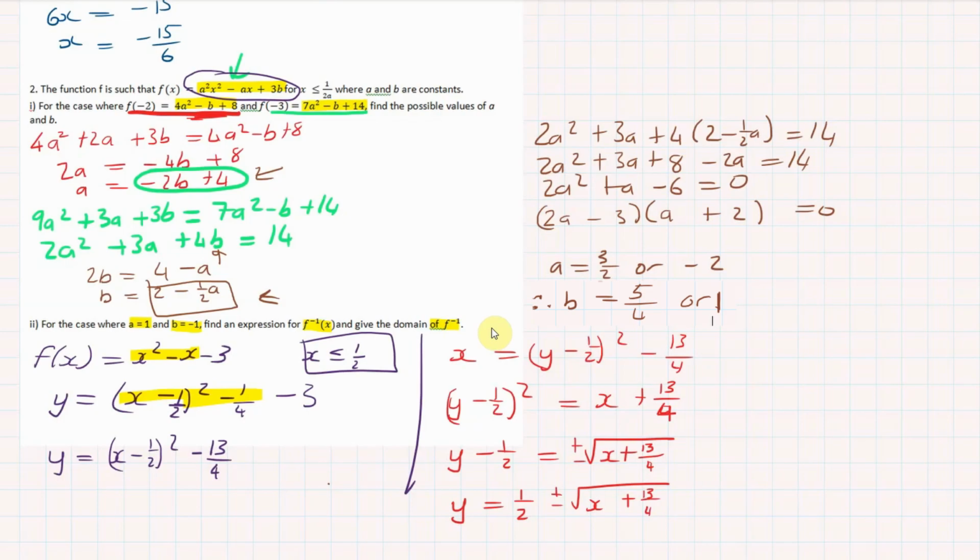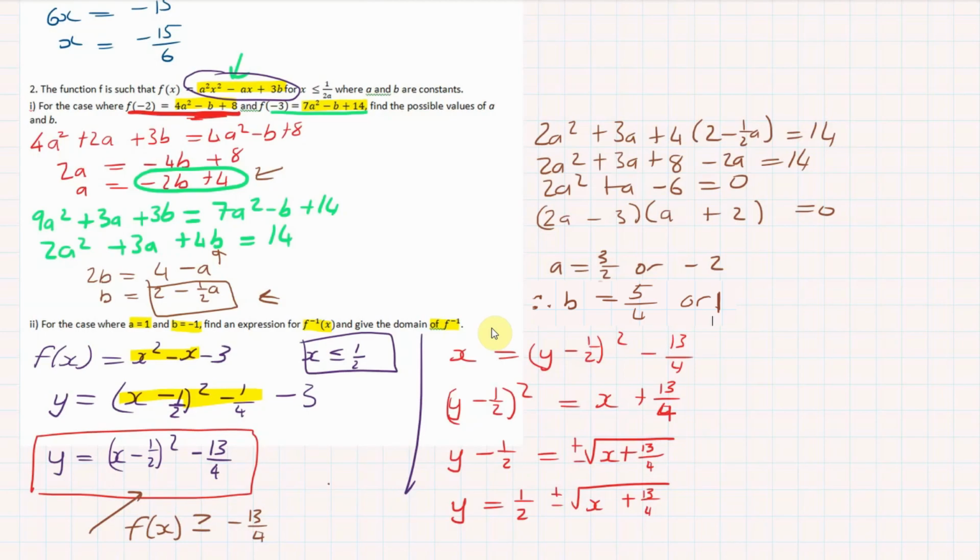Now, remember, the domain of the inverse is equal to the range of the function. So here's our function. What is its range? Well, handily, we've put it into completed square version. So the range of the function would be f(x) is greater than or equal to minus 13/4. Okay? So that would be the minimum point.